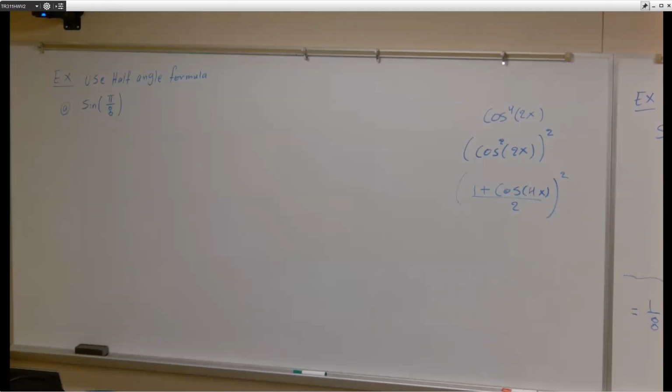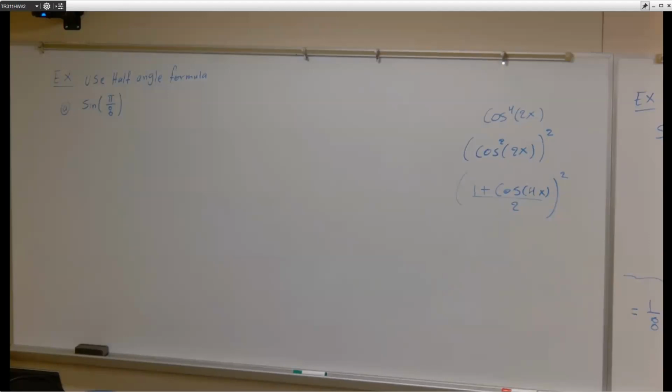Now, pi/8 is in which quadrant? The first one, because it's greater than pi/6, but it's less than pi/2. So it's still in the first quadrant. Now I have to use this one.